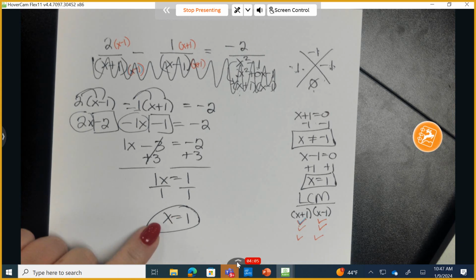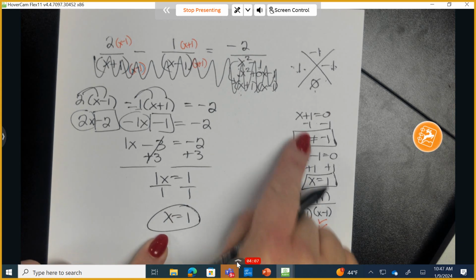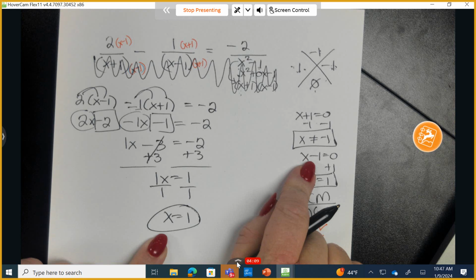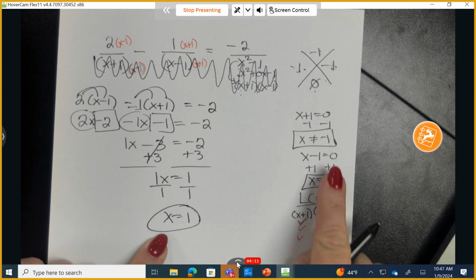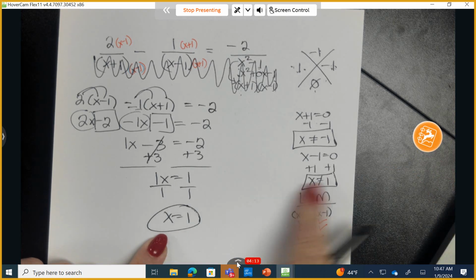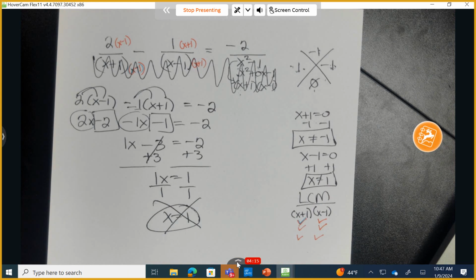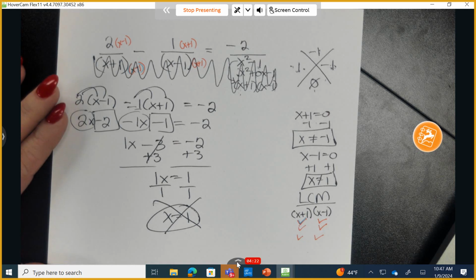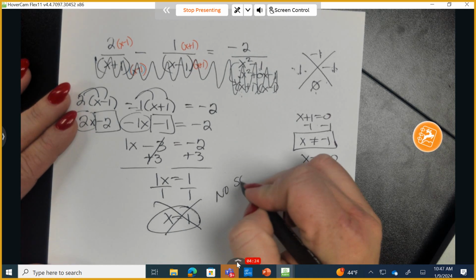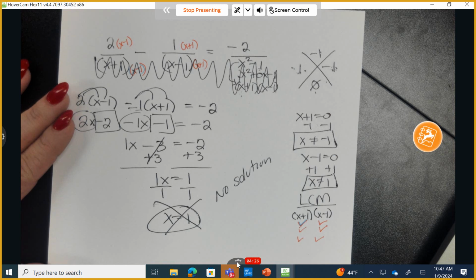After we identify our solution algebraically, we go back and check, does it match either of these restrictions? In this case, it does. X cannot be equal to 1, so I have to cross it out. It's called an extraneous solution. It means you do all the math right, but when you check, it doesn't work. So there are no other answers to check here. That means this particular equation has no solution.